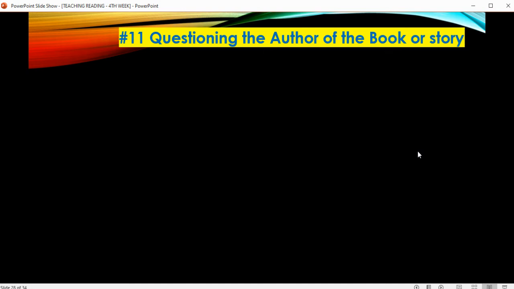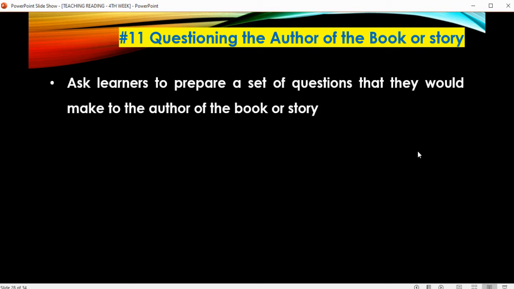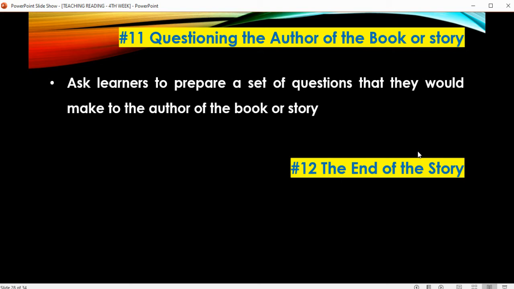The other activity that we are going to talk about is questioning the author of the book or story. Ask learners to prepare a set of questions that they will ask the author of the book or story. So they are going to analyze the purpose, the author's reason to write this text. They are going to create some questions that they would ask the author of the book or the story.